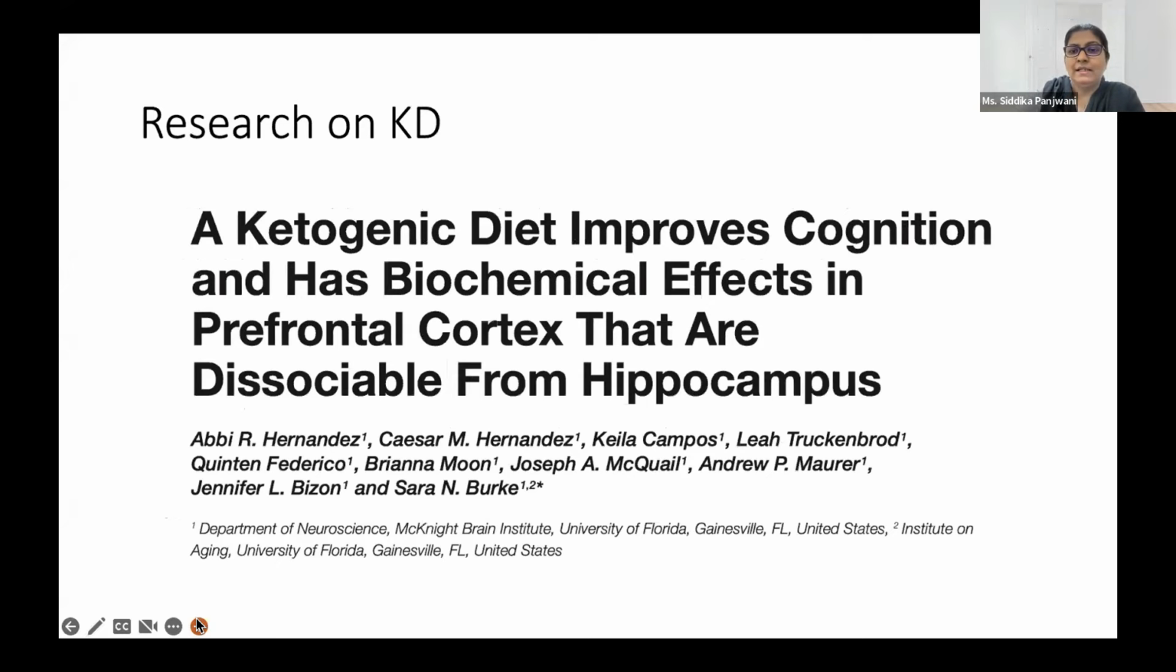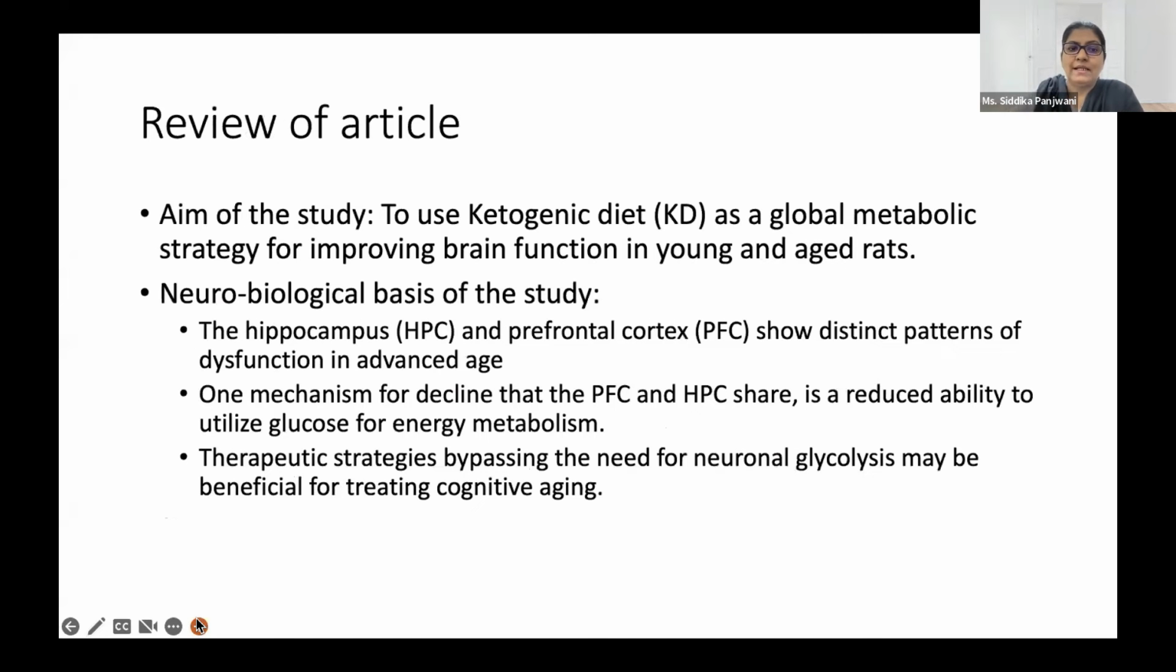So the first article that I came across is an article that's done on rats, but it explains the neurobiological mechanisms very effectively. What they did in the study was look at the neurobiological patterns, or dysfunctional patterns, in the hippocampus and prefrontal cortex of rats as they were aging. And what they found is that, as we were talking earlier, the glucose metabolism pattern was impacted. So they were looking at dietary therapies that could probably bypass this need for neuronal glycolysis.